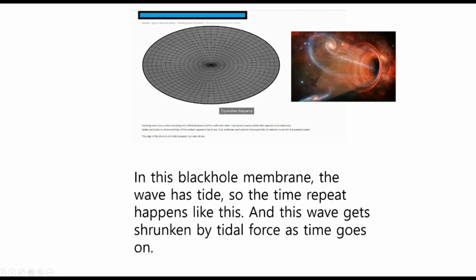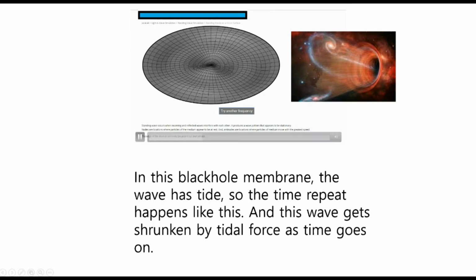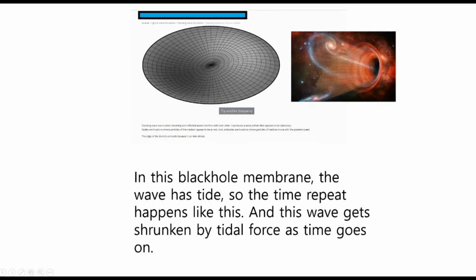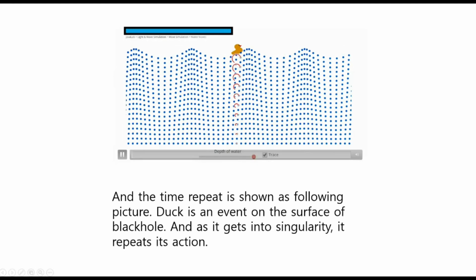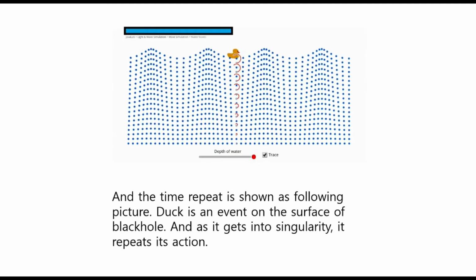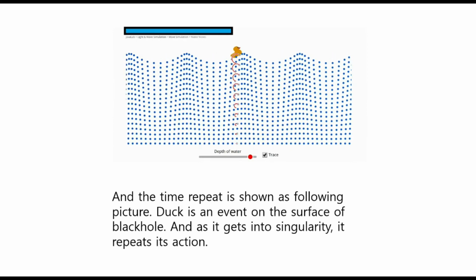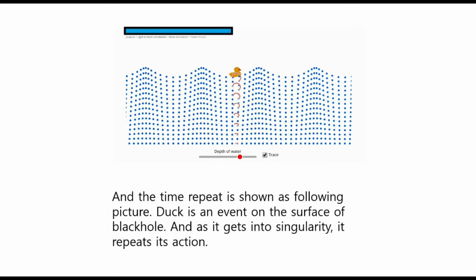In this black hole membrane, the wave has a tide, so the time repeat happens like this, and this wave gets shrunken by tidal force as time goes on. And the time repeat is shown in the following picture. Dark is an event on the surface of the black hole, and as it gets into the singularity, it repeats its action.